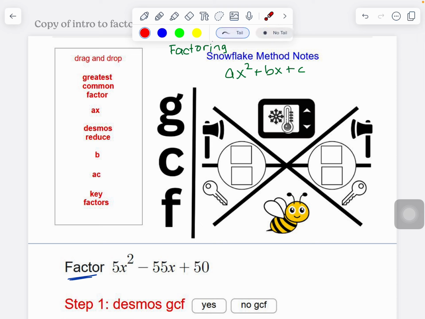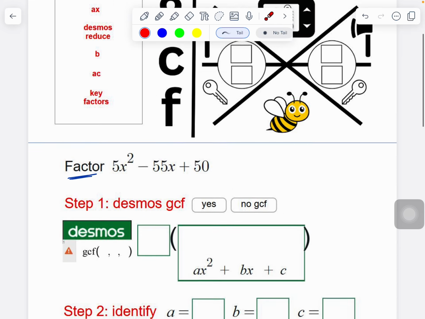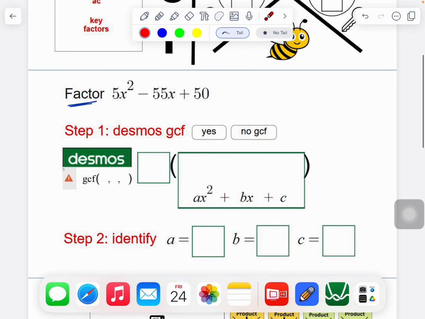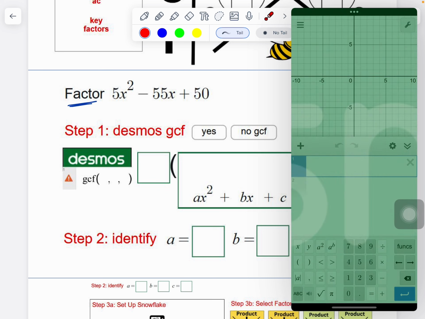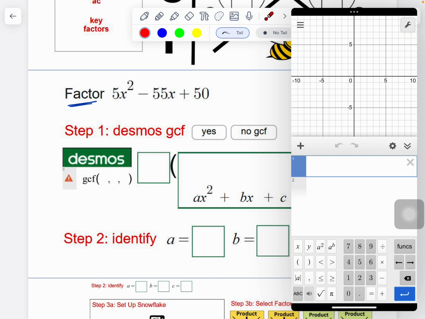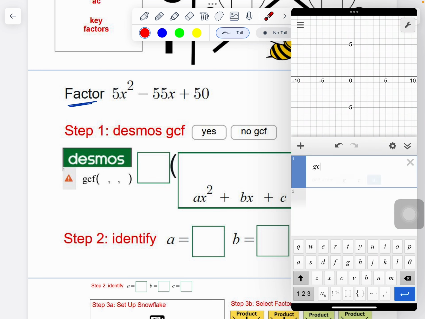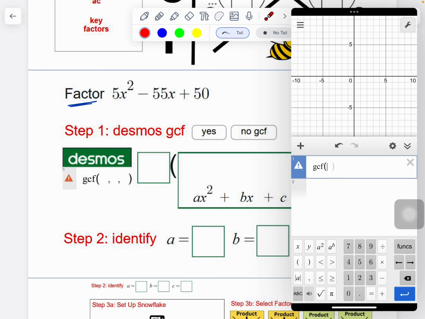The very first thing that we do, we have to find this GCF, and I'm going to show you how to do that in the calculator. It's just a calculator problem. So let's pull up our calculator. And I need you to type in GCF. So hit the ABC button, GCF, parentheses. And you're going to put these three numbers in there: 5, comma, negative 55, comma, and 50, close parentheses.